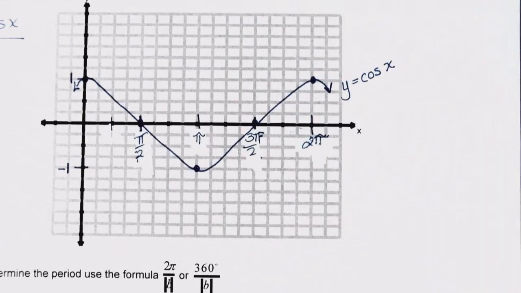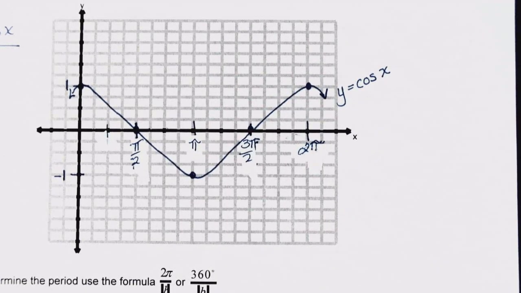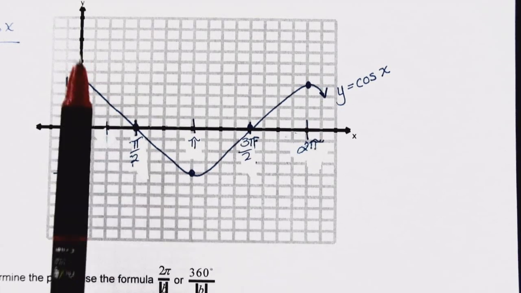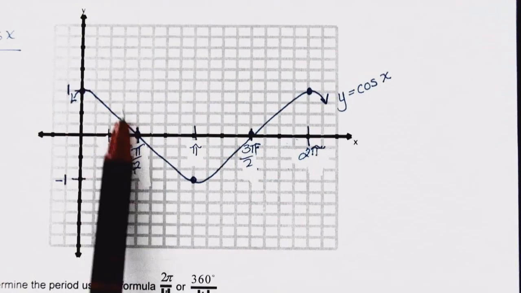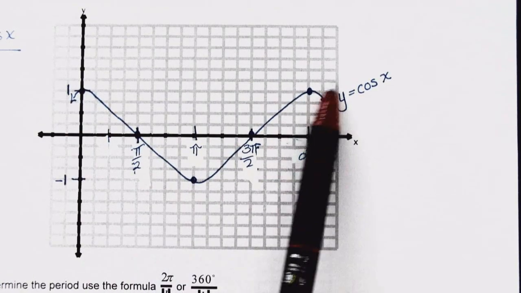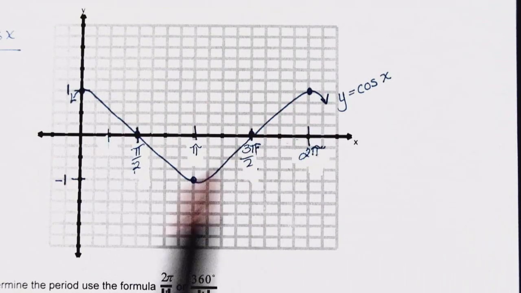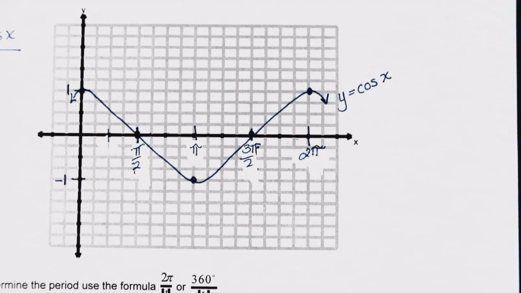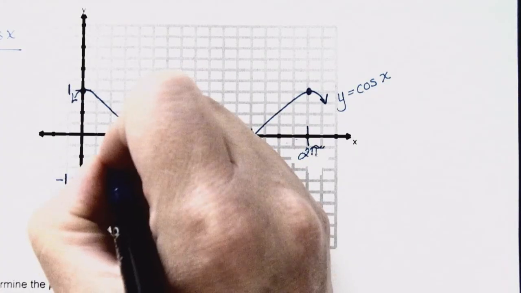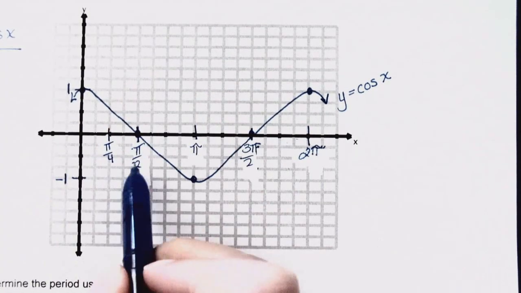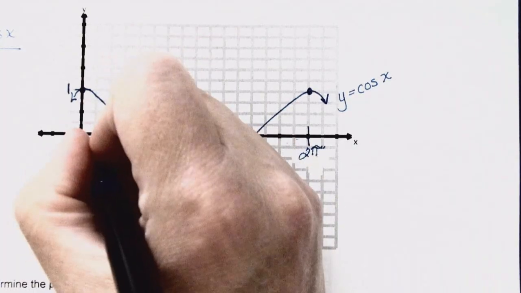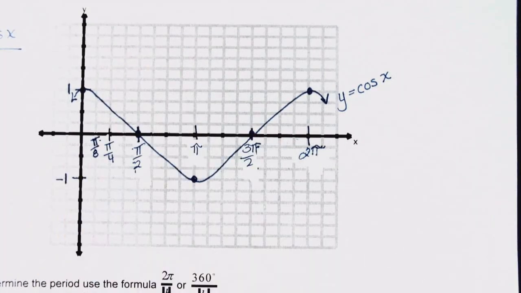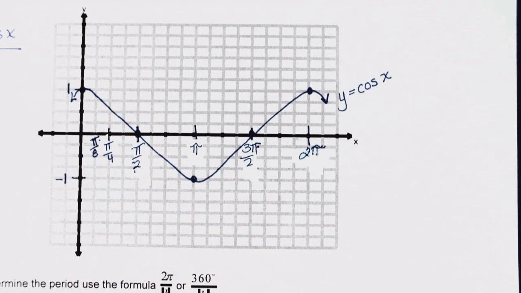Would you guys agree that this is a full period? Started at a max, showed you the min, gone back to the max. That's a full period. 2 pi is a full period. You know this about cosine. Now we're going to graph that graph. Where's pi over 8? This one here would be pi over 4 because it's halfway. So pi over 8 would be each tick. Each tick is a pi over 8.